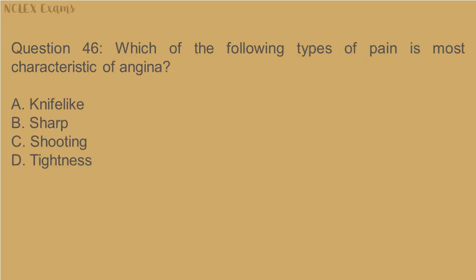Question 37. What is the most common cause of abdominal aortic aneurysm? A. Atherosclerosis. B. DM. C. HPN. D. Syphilis.